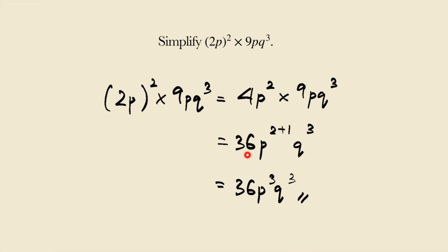Now look at the p's. We've got p squared and p over here. This is actually p to the power of 1. So that is basically 2 plus 1. Now q cubed is alone, there's no other q here, so leave it as q cubed. So the final answer will therefore be 36p cubed q cubed.